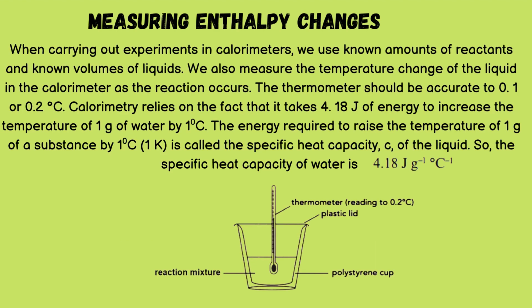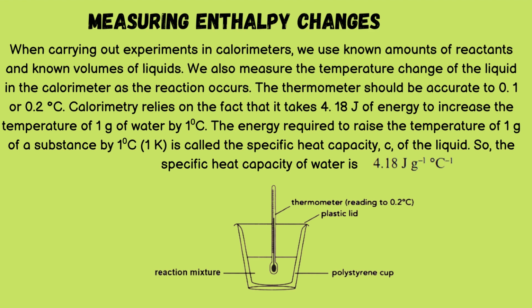When carrying out experiments in calorimeters, we use known amounts of reactants and known volumes of liquids. We also measure the temperature change of the liquid in the calorimeter as the reaction occurs. The thermometer should be accurate to 0.1 or 0.2 degrees Celsius. Calorimetry relies on the fact that it takes 4.18 joules of energy to increase the temperature of 1 gram of water by 1 degree Celsius.